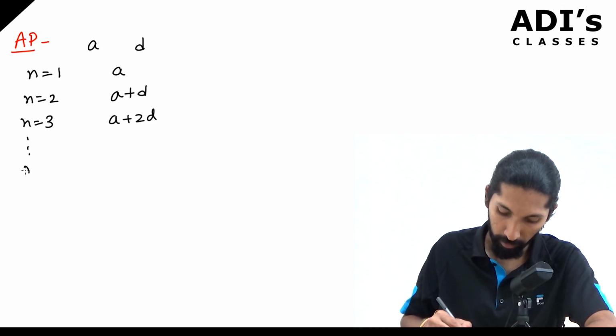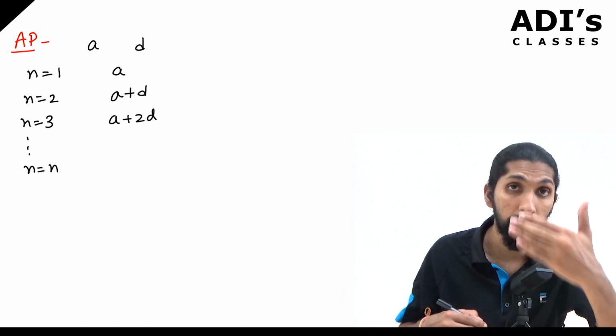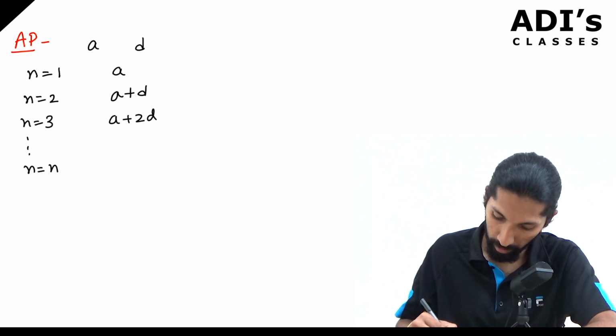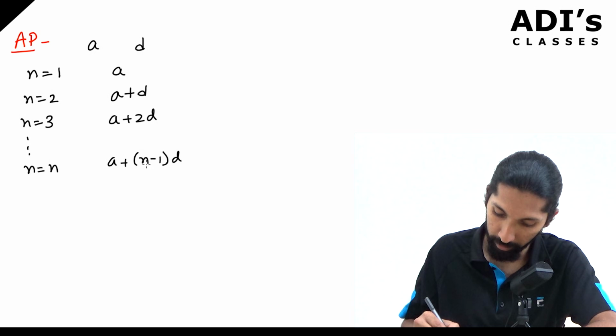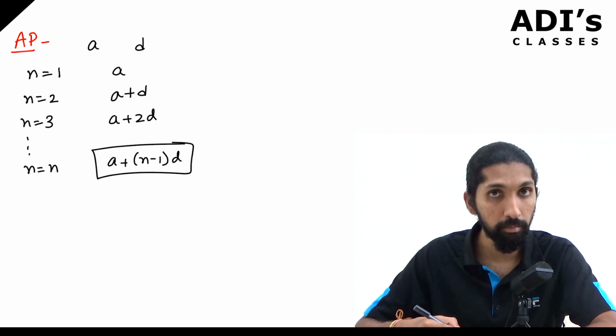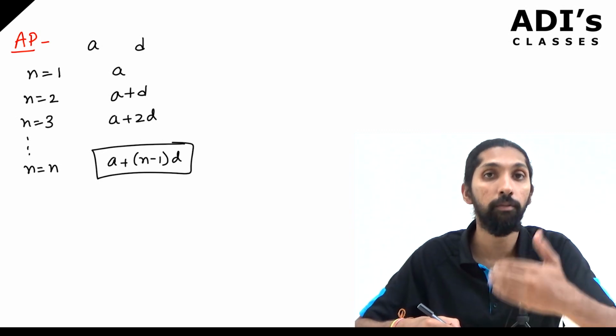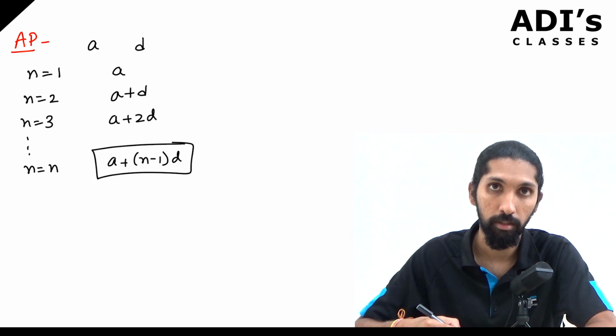When n is equal to n, that is the nth term of an AP. This is A plus (n minus 1) into D. So this was called the nth term of an AP. This you all know because you have studied, you have done a lot of problems on this.